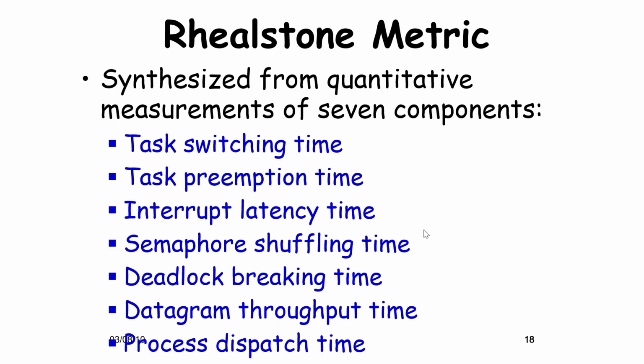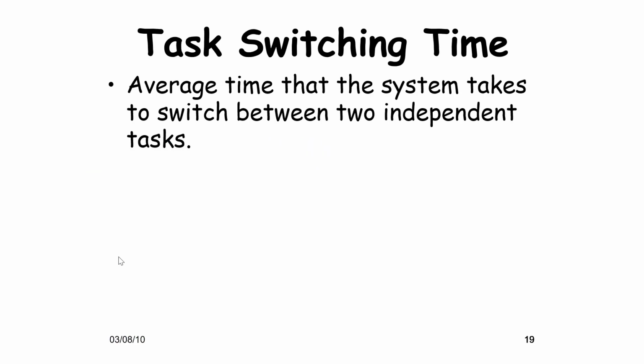So the time that goes in accessing semaphores, the deadlock breaking time, in the sense you detect a deadlock, and how much time does it take to actually break the deadlock? Datagram throughput time. This is a network parameter. And the process dispatch time. You decide that a certain process needs to run. So how long does it take to actually run the process? So out of these 7 metrics, you measure all 7 and then you create a metric out of them, like the Rhealstone metric. So let's take a look at the task switching time.